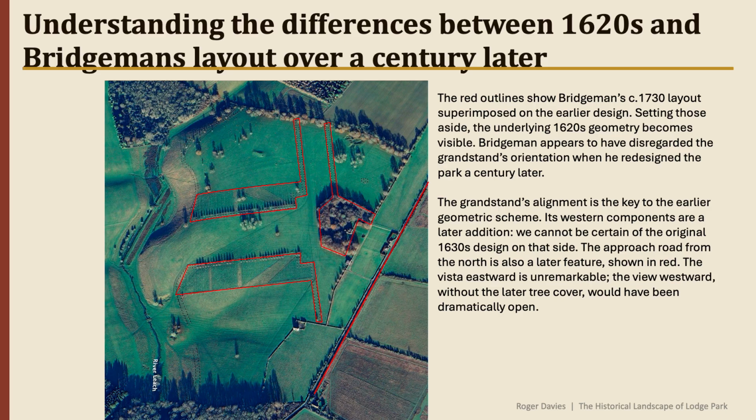Bridgeman's later plan in the 1730s, over 100 years later, didn't really take account of the alignment of the grandstand. As you'll see, it doesn't sit as you might expect it to sit otherwise, facing down the Grand Avenue. It's skewed to the side.